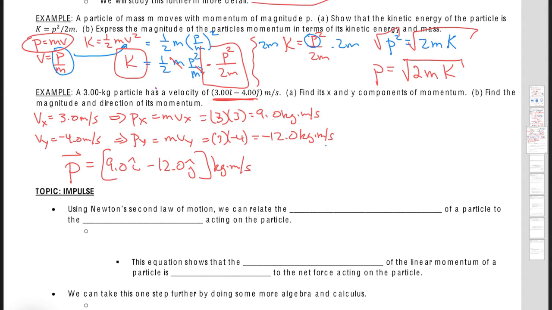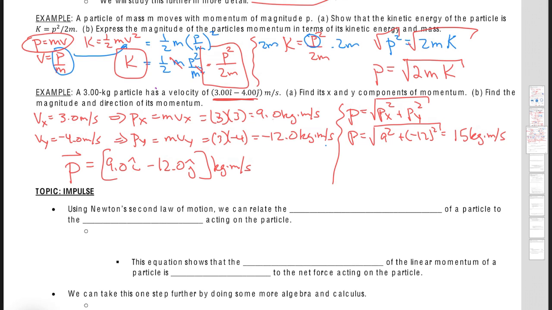Now, if I want to find the magnitude, I do the Pythagorean theorem. I'm not going to find velocity, I'm going to find momentum. The magnitude is simply p equals the square root of px squared plus py squared. So I'm going to do the square root of 9 squared plus negative 12 squared, which ends up being 15 kilograms times meters per second.